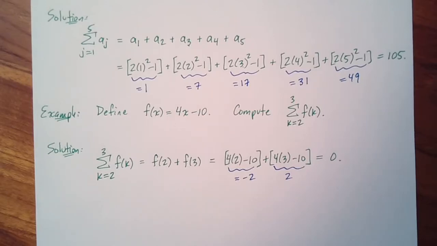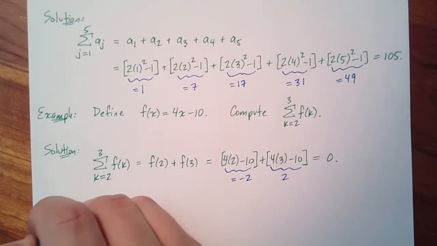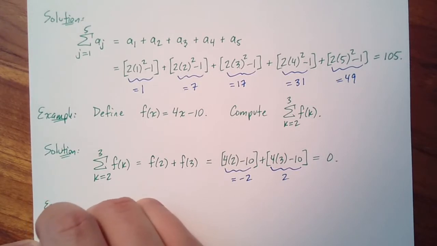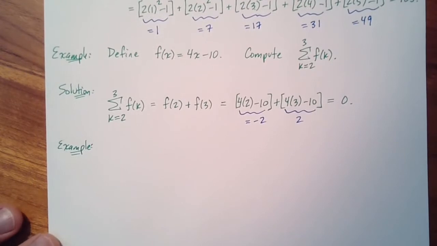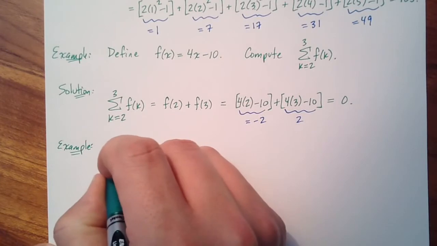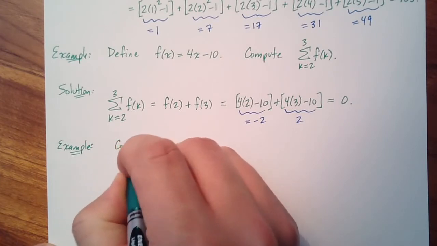So another way these can show up would be something like the following. This one's actually going to be fairly similar to the first one, except the formula for the terms of the sequence is going to be embedded right into the sigma notation to combine everything together. So here's what I mean by that. You could compute something like the following.